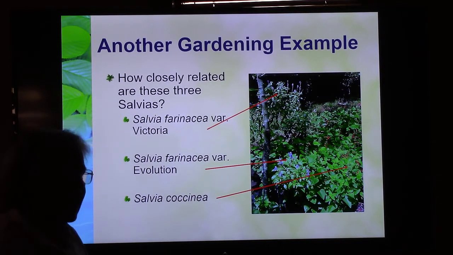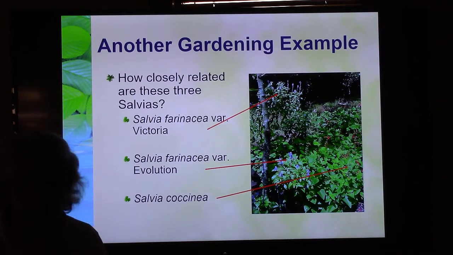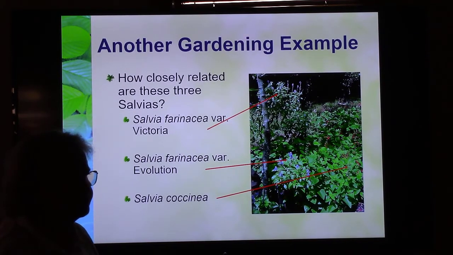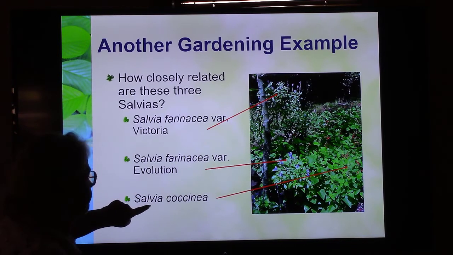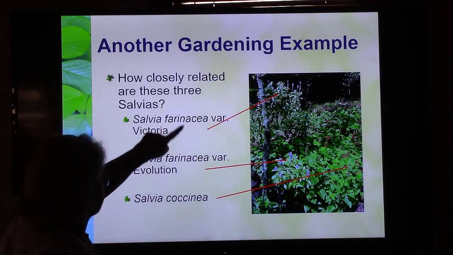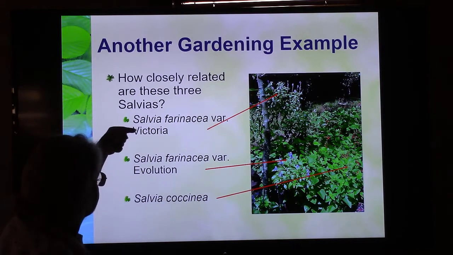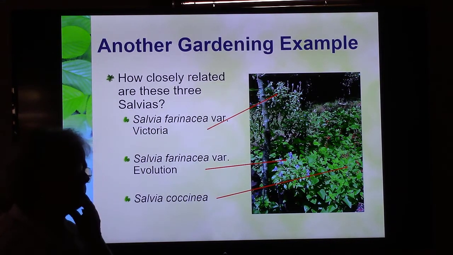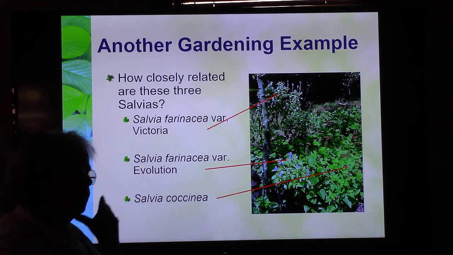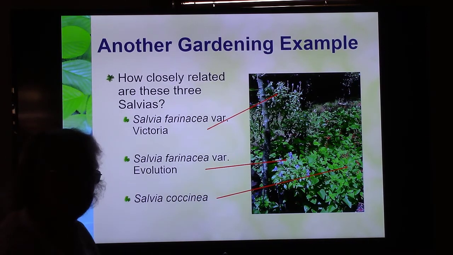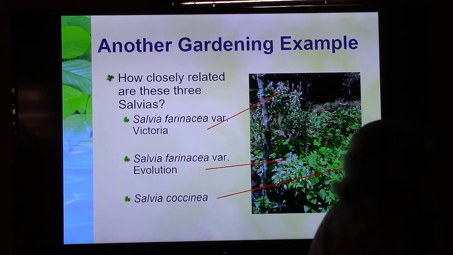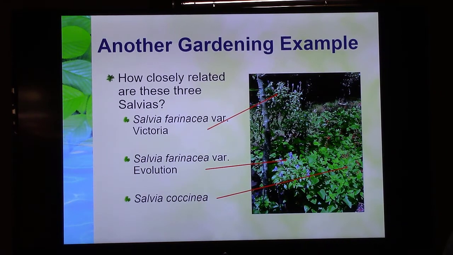Okay. How closely related are they? Which 2 of them are the most closely related? Why? Why is she right? They both are in the same genus and species, right?